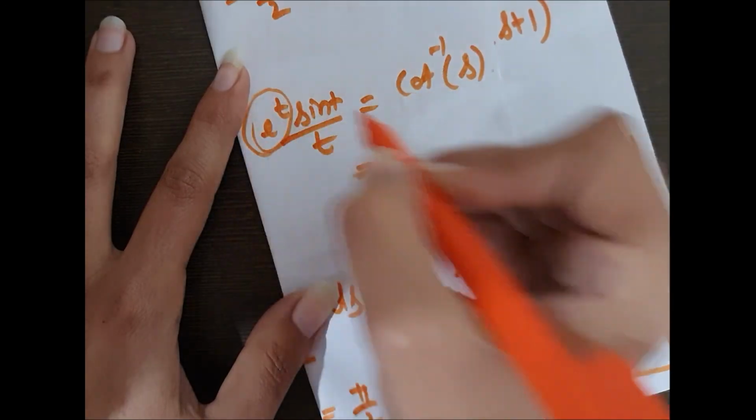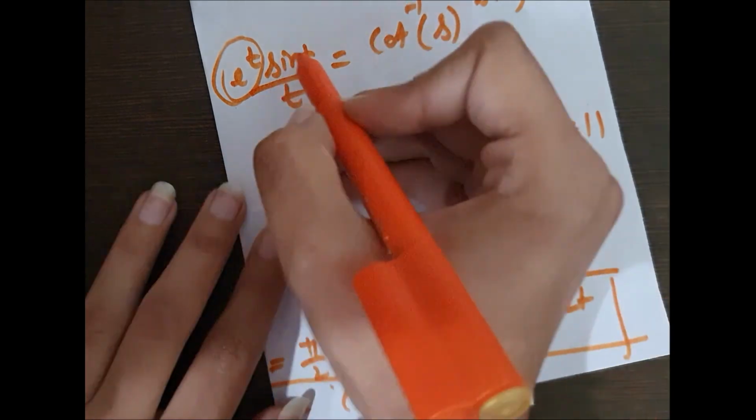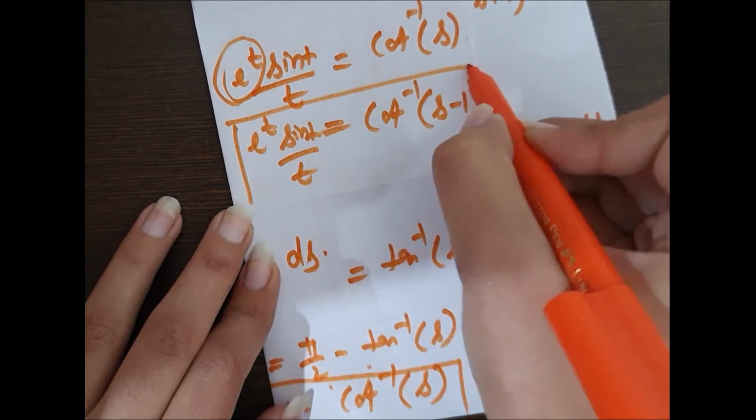Now I can apply the frequency shifting property. It will become, now the Laplace transform of e to the t sin t by t came out to be cot inverse of s minus 1.